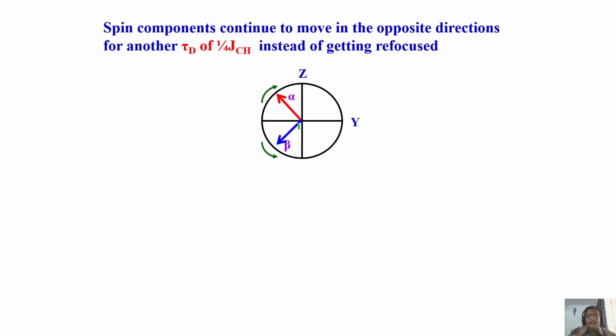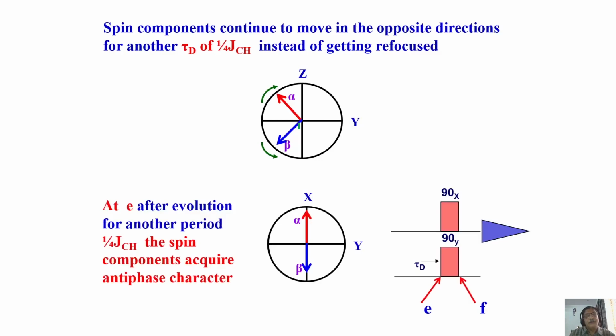What does it mean? Alpha and beta spin components interchanged means fast and slow moving components you interchanged. So instead of going in the direction like this, they start moving in the opposite direction. The fast component becomes slow, and the slow component becomes faster now. Okay. Now let them continue to evolve like that for some time.